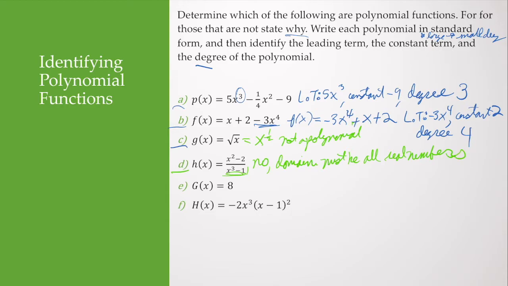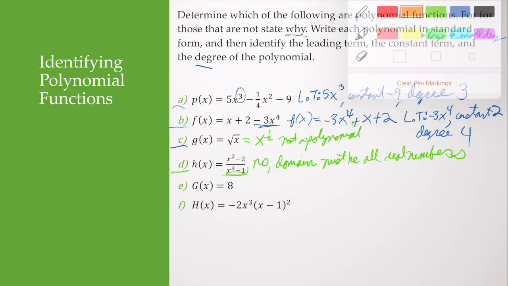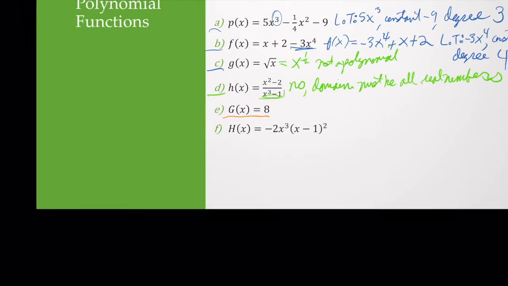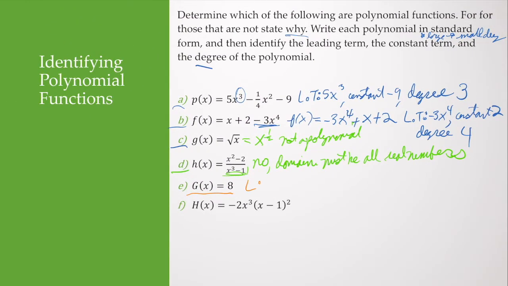Let's take a look at E. G of x equals 8. Is this a polynomial? Yes, this is a horizontal line. It just so happens that the leading term and the constant term are the same thing. They're both 8, and my degree is 0, but this is still a polynomial.